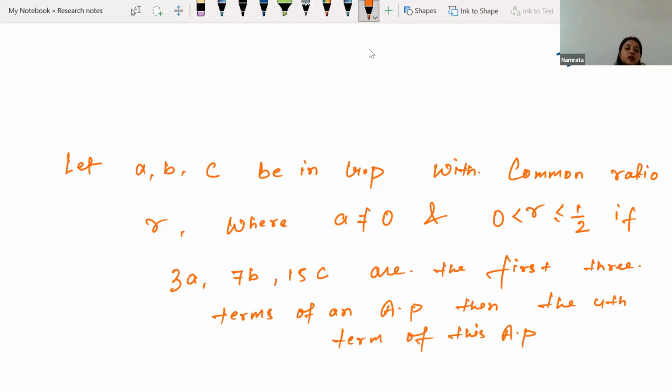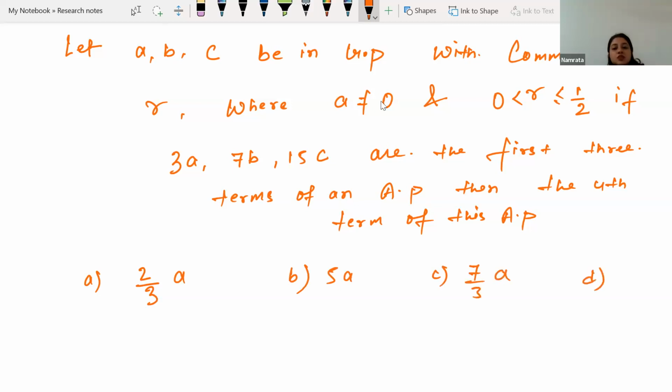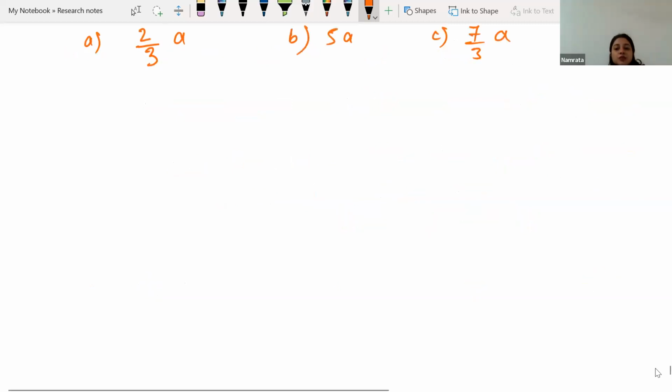We will be coming to this question, but before that, since it is already related to GP only, let's discuss first thing first, what is harmonic progression and what is AGP, because we need to cover those also. Then we will get back to this question, no worries. Let me write the options as well. A is 2 by 3a, B is 5a, C is 7 by 3a, and D is a. We will be coming to this question after a while.